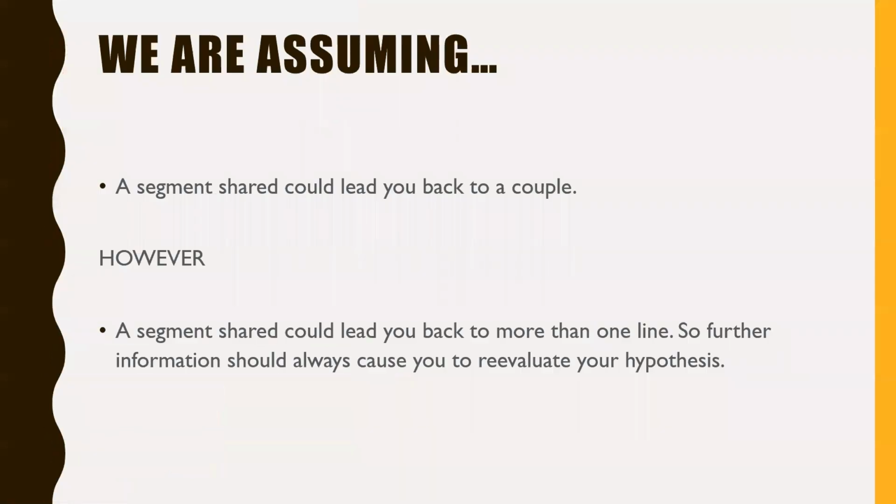So we are assuming that a shared segment could lead you back to a couple. However, a shared segment could lead you back to more than one line of your family. So further information should always cause you to reevaluate your hypothesis. We don't know if there's pedigree collapse. We don't know if there's endogamy. We don't know if there's a situation that leads you in two different directions. And I've talked before in some of my presentations about how I have some relatives who are related to me on my mom's side and my dad's side, but my mom and dad aren't related to each other. So that happens as well.